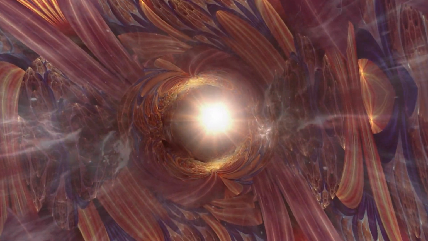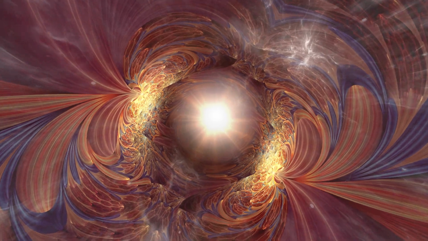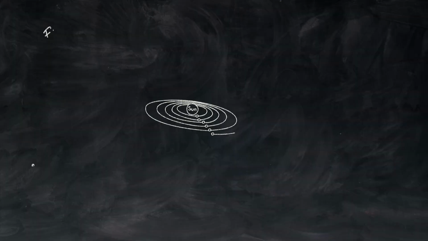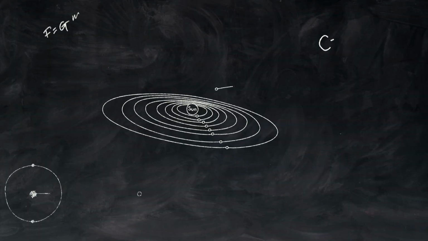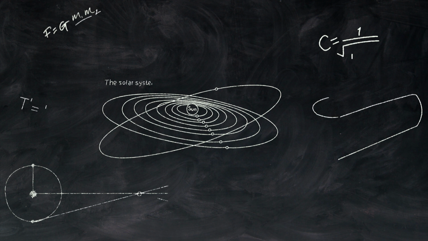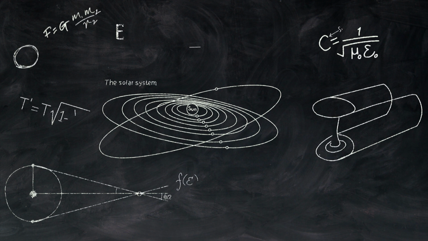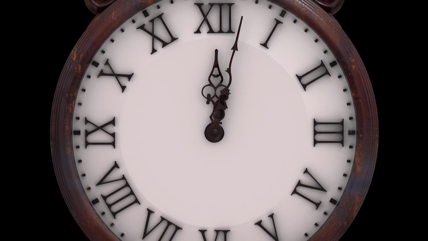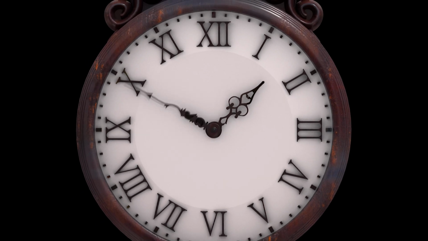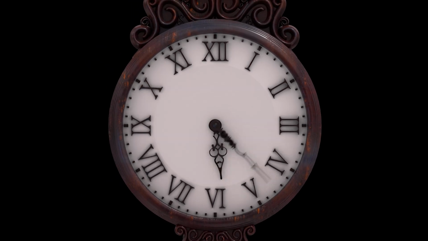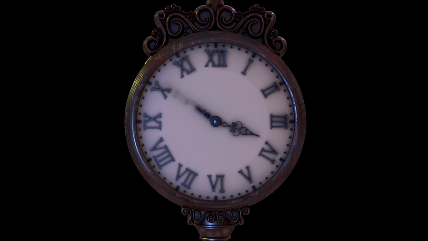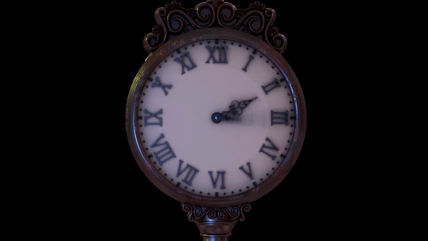Time, it only moves in one direction, forward. And up until Einstein's theories of relativity, time was constant throughout the entire universe. However, since then, we've discovered that the pace of time can change from one observer to another. This phenomenon is known as time dilation.